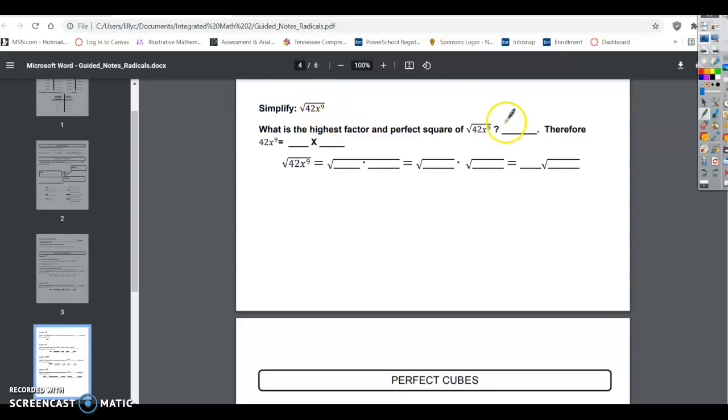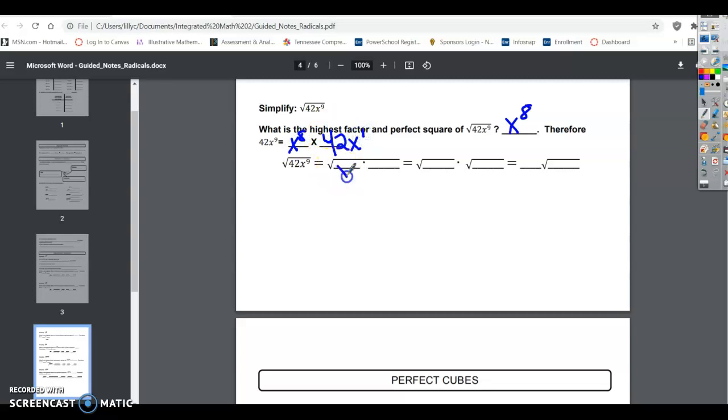So we're going to have x to the 8th. Any even exponent can be pulled out of a square root. So we're going to say x to the 8th is our largest perfect square. So we're going to have x to the 8th times, we still have the 42, and we have one more x, so x to the 1st.